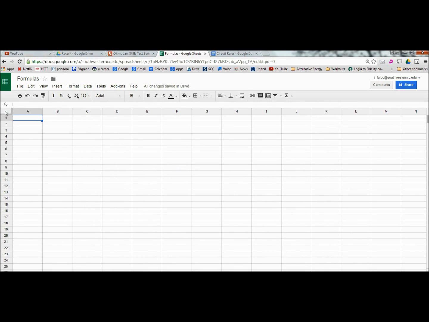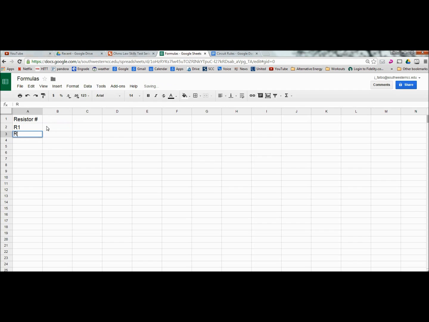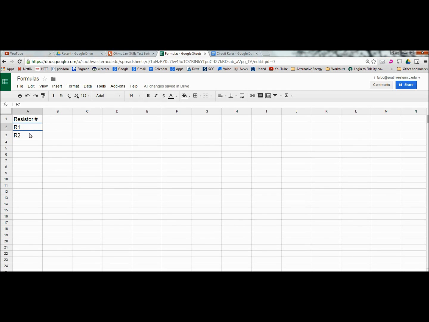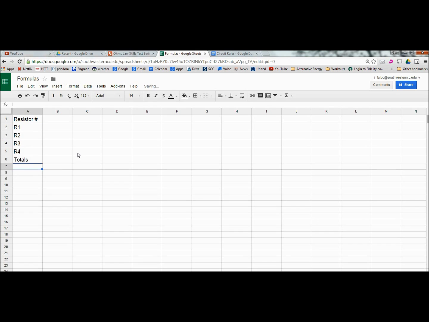Now what I like to do is select the whole sheet right here and make all the cells size 14 font. I just like to do that. I think it's easier to see if I make it bigger. And we know we have 4 loads, so I'm going to do what I've done in the past, is put in the resistor number. And I'm also going to take advantage of patterns by selecting the first 2, left click here and drag and continue the pattern. And I know that this row is going to be my totals.